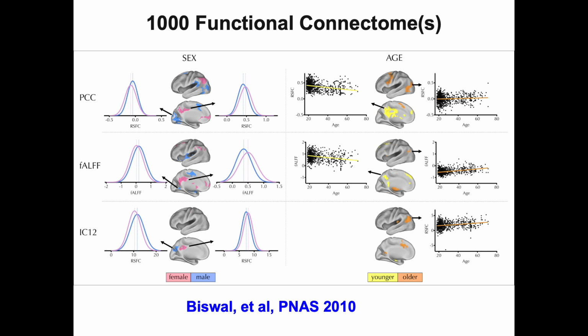Because we had so many subjects, we could look at effects due to gender and age. On the left, differences between male and female are shown. On the right is shown effect on connectivity due to age. Yellow shows regions where connectivity is reduced with age, while brown color shows regions where correlation increases with age. Again, all this data is publicly available on NITRC.